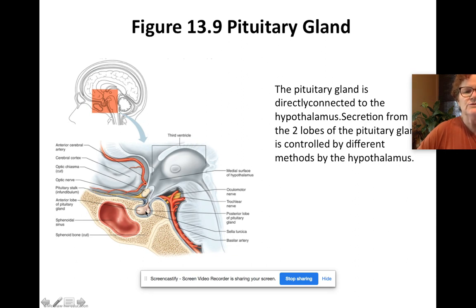And then it looks like here's the anterior lobe, posterior lobe. It looks like two little sacks of balls. Isn't that what it looks like? That's what it looks like. Yeah, I said it.